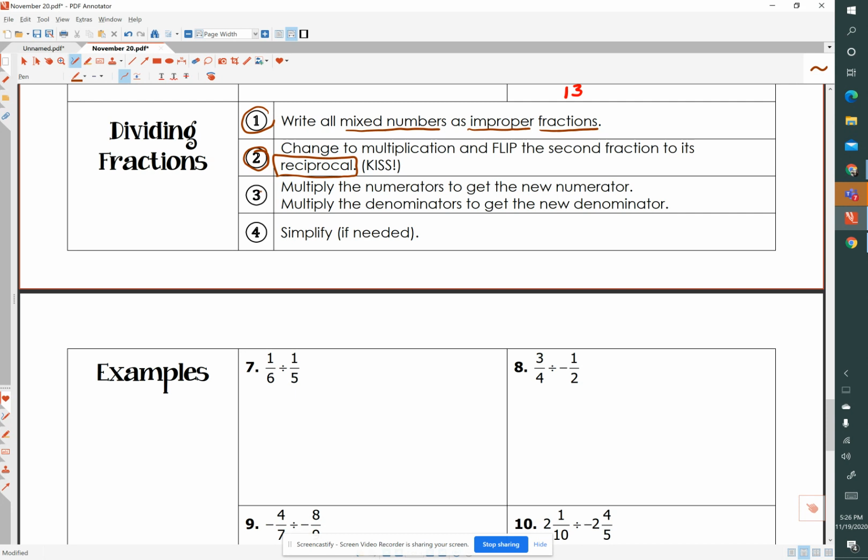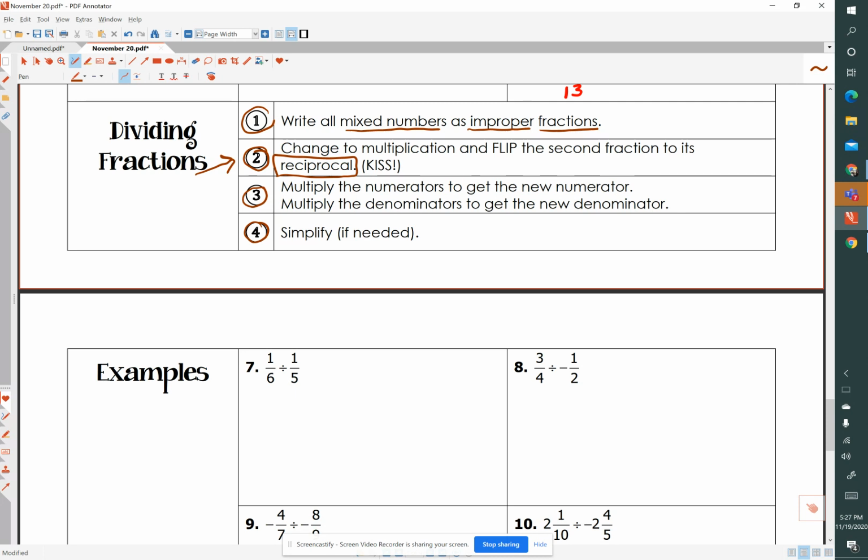So now we're going to multiply the numerators straight across to get a new numerator. Multiply the denominators straight across to get a new denominator, and simplify if needed. So the only thing that's really new is this second step where we change the division to multiplication and flip the second fraction to its reciprocal. So we have done some of this. So this is a little bit of review, but let's get started.